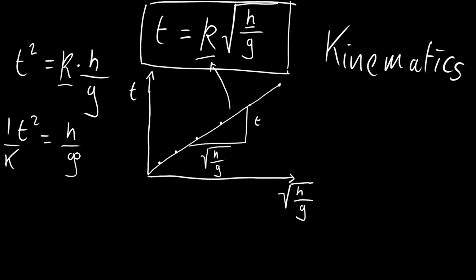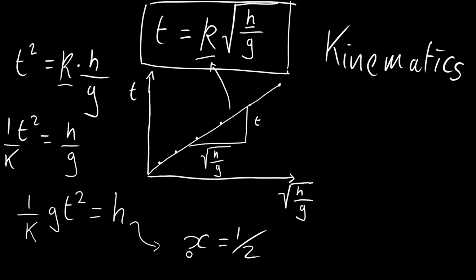And now we can multiply both sides by gravity, by the acceleration due to gravity. So we end up with 1 over k times g t squared is equal to the height. And this is closely related to an equation that we'll see in kinematics in the next section, which is x equals half a t squared, where the constant is equal to 2 here.